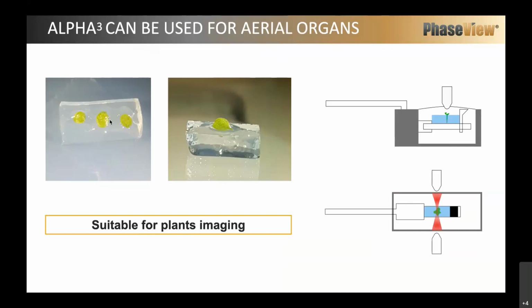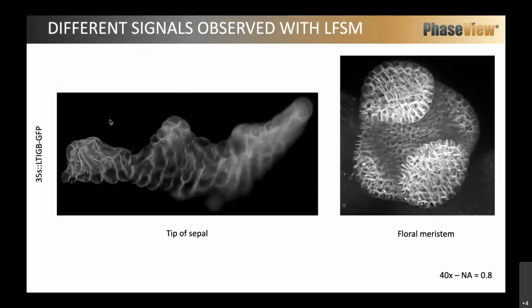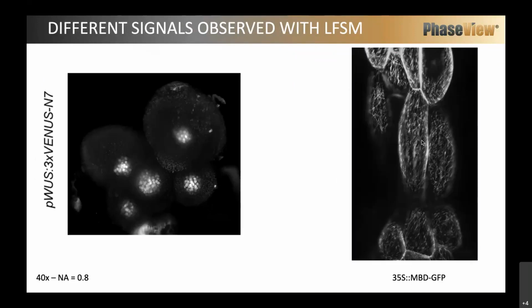So now some examples of what you can show in the Alpha 3 light sheet. Here is the labeling for 35S LTI6B GFP. It's membrane labeling. On the left, you can see a tip of a sepal. On the right, you can see a floral meristem with the sepal here and the floral meristem in the middle. You can see the membrane labeling is really good. And here, of course, you can image some expression patterns, and we can image with, for example, 35S and BD GFP labeling. You can image the microtubules, but I will come back to the microtubules after.